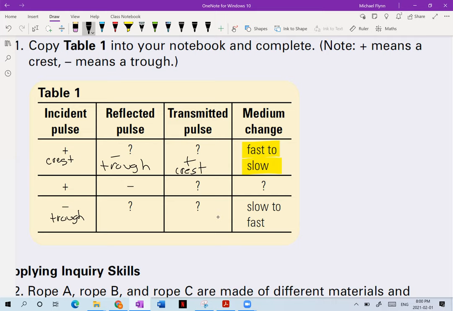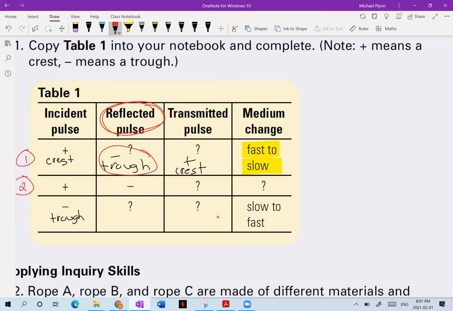Now that's if you're going from fast to slow. So when you go from fast to slow, it's the reflection that tells you what's changing. We look at the reflection to help us understand what kind of change takes place. When you go from fast to slow, it's like hitting a hard boundary, and so you get an inversion here. Now let's look at the next line in the table. So this is scenario number one.